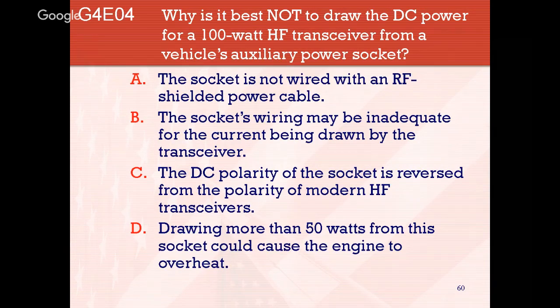Why is it best not to draw the DC power for a 100 watt HF transceiver from the vehicle's auxiliary power socket? Again, those power sockets are not designed to provide a whole lot of amperage or power to things like your 100 watt HF transceiver. You can probably do it for a CB, but predominantly the socket's wiring may be very inadequate for the current being drawn by the transceiver.